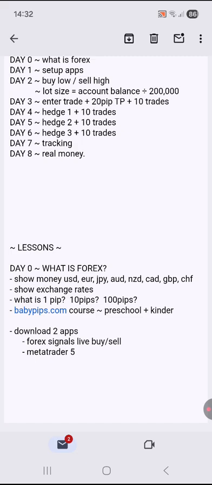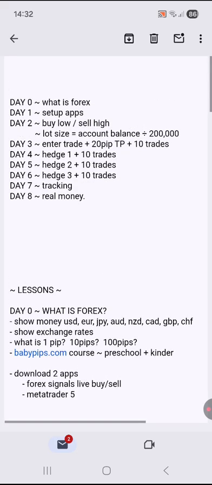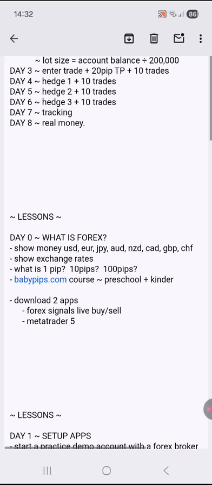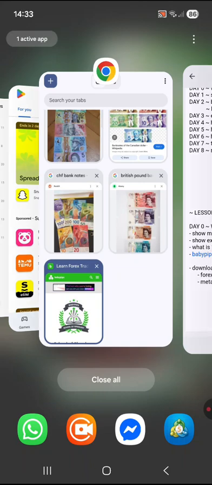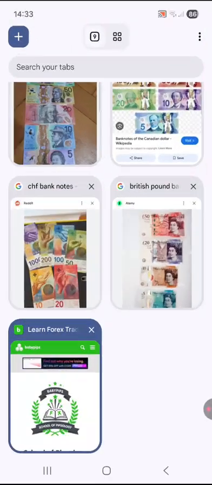So that's just the outline of the day and the course. So let's go through it. So day 0, what is Forex? I'm going to show you the money here, okay? Show the money, Euro, United States dollar. I'm going to show you what each of these bills, banknotes, looks like.